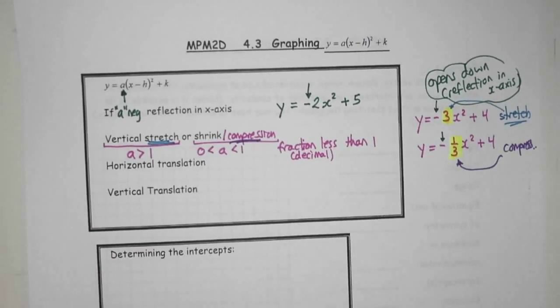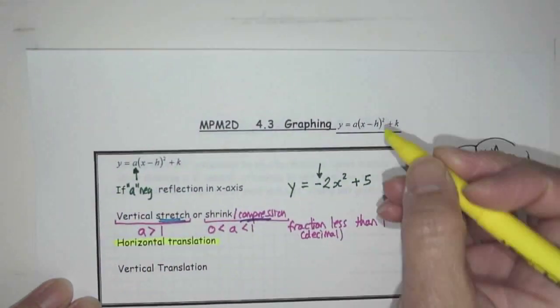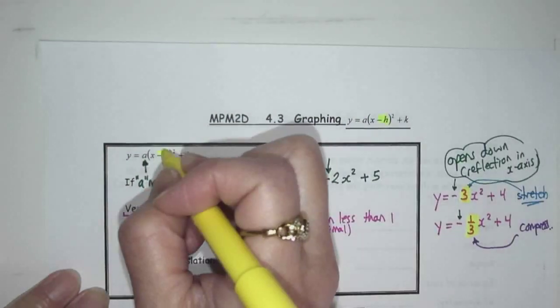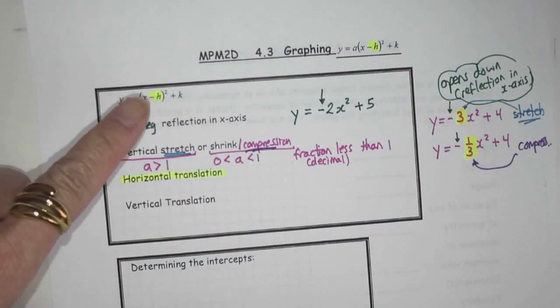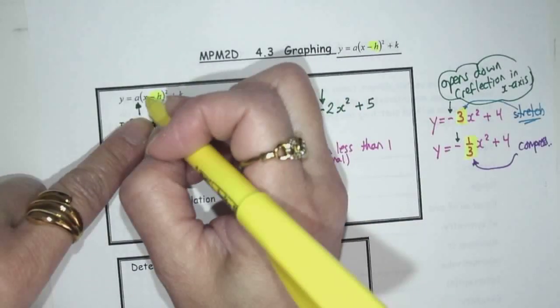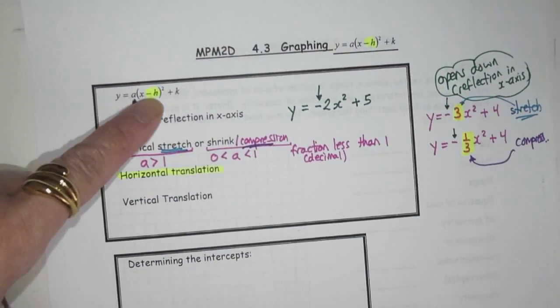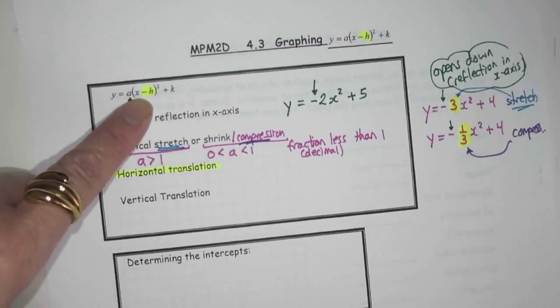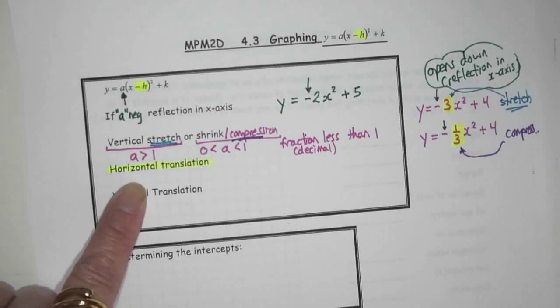The new part that we're going to add to this section is the horizontal translation, and that's this h value here. It's the value that you're adding or subtracting to the x that is in the x squared. So it's in the bracket with the x, and that bracket is squared. That'll give you the horizontal translation.